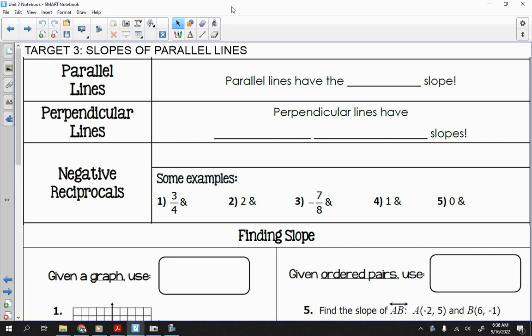All right, so here we have Target 3 of Unit 2, slopes of parallel lines. So our first block here: lines are parallel if they have the same slope. The slope must be exact. That means the fraction and the sign. So let's talk about slope real quick. Slope is a direction. We call it rise over run.